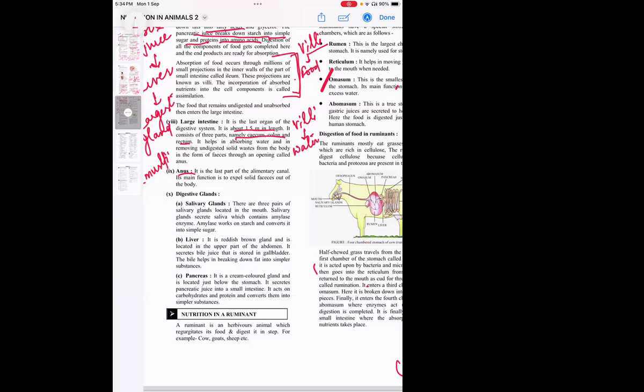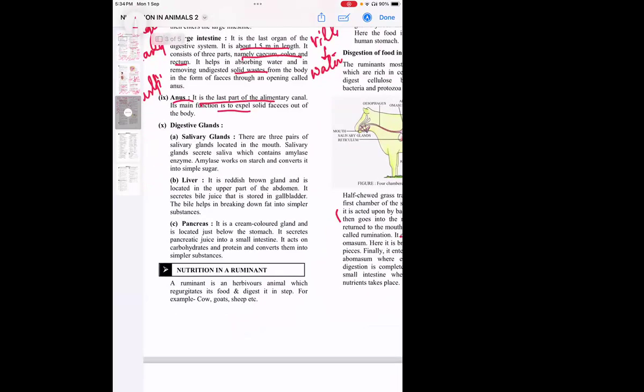Then the undigested food will be stored in the rectum, and then through the anus, which is the last part of the alimentary canal, whatever waste material is there will be thrown out of our body.